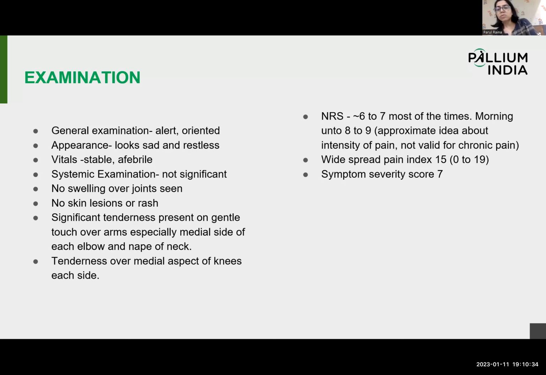The NRS score, when I asked her, she said it is almost like 6 to 7 most of the times, and in the morning, it reaches up to 9. Then I assessed her widespread pain index and the symptom severity score, which are usually assessed for a diagnosis of fibromyalgia. Her widespread pain index was 15 and symptom severity score was 7.